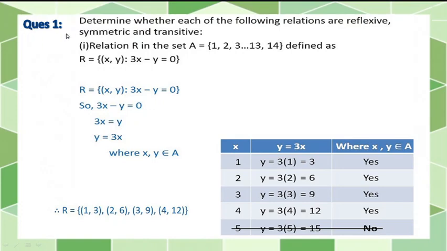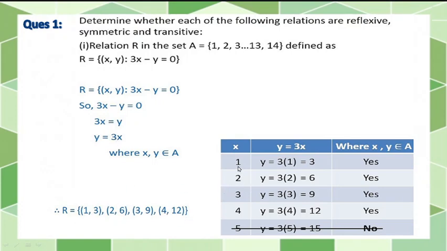Let's take question number 1. Here set A is given and some relation is defined as 3x minus y equal to 0. 3x minus y equal to 0 means y equal to 3x. Now first of all we will write the relation in the roster form. We'll check one by one.